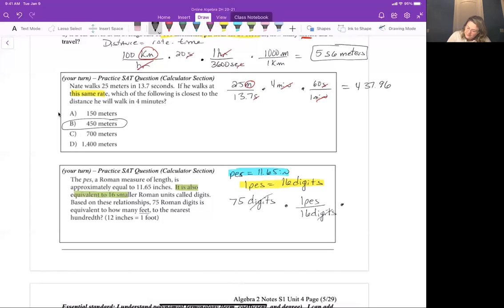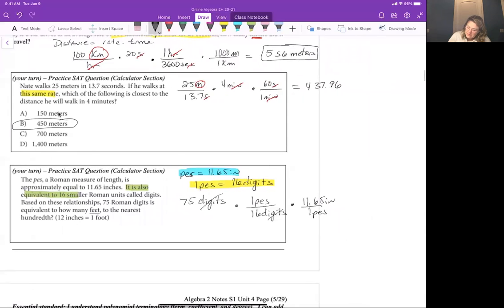So I would multiply 1 pes. How did I know to put that on the bottom? Because I need my pes to cancel. Gives me 11.65 inches. Now I'm getting closer. Pes cancel. I'm left with inches on top. I need to then multiply by 12 inches gives me 1 foot. Inches cancel. I'm left with feet. That's the only thing left. So I'll take 75 times 11.65 divided by 16 divided by 12, and that gives me 14.55 feet to the nearest hundredth.